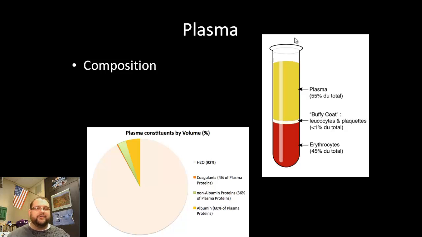Well, plasma is made up of a bunch of different stuff. It's not just one fluid called plasma, but it's made up of a bunch of other little things. A large component of it, 7% of it, is protein. There's a bunch of different types of proteins. These are coagulant proteins, or albumin proteins, lots of different types of proteins. But for the main part, a big component of plasma is proteins.